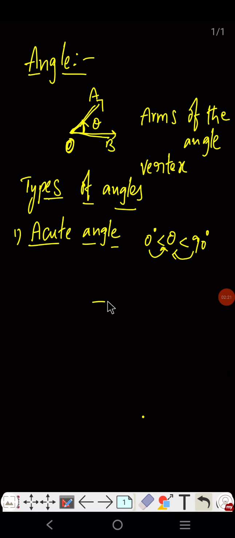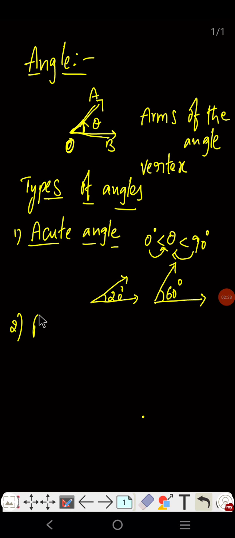For example, you can show the diagram like this. For example, this is 20 degrees. You can show like this also, 60 degrees. So these two are acute angles.